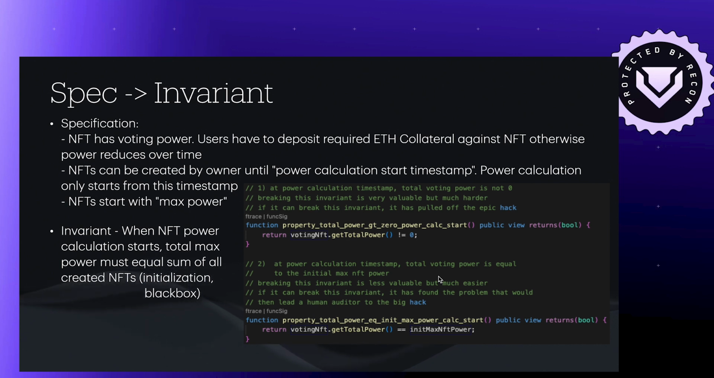And the last property is that the NFTs all start with max power. And also, once the power decreases, you can never increase it again. You can only stop it from decreasing at whatever current level it is. So the idea is that if you want to participate in this DAO, you've got to lock up some ETH. You've got to have skin in the game, as we say.